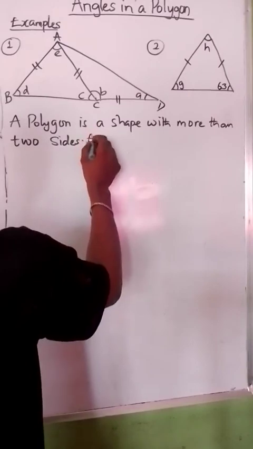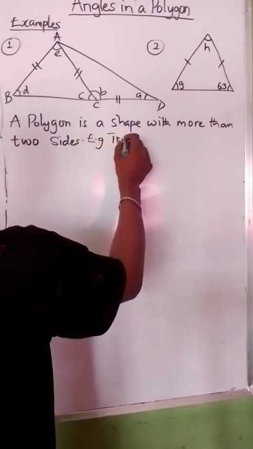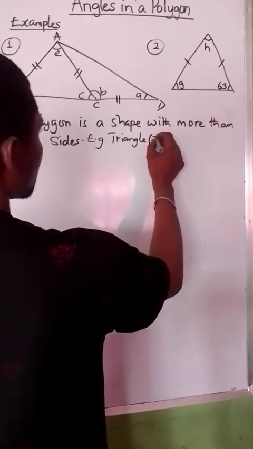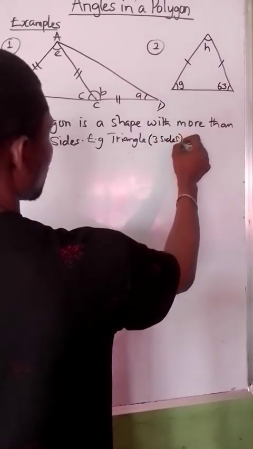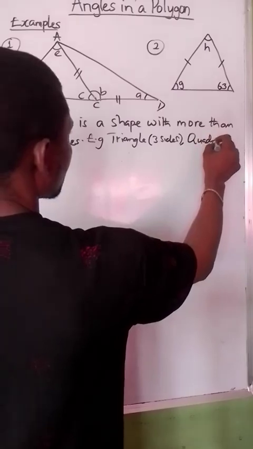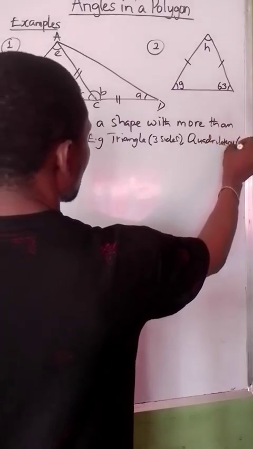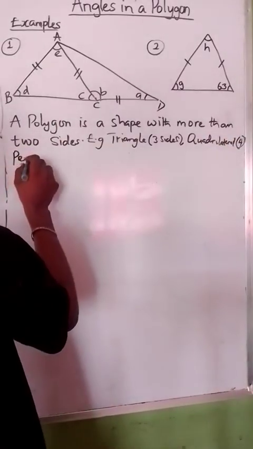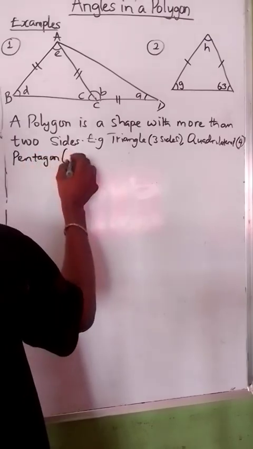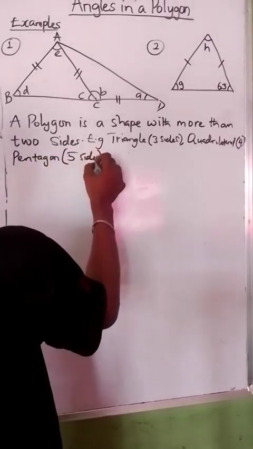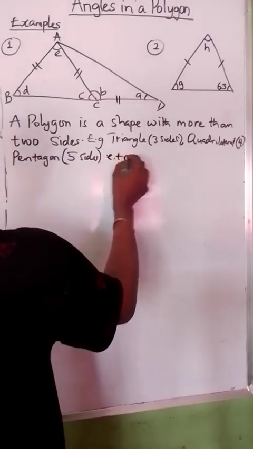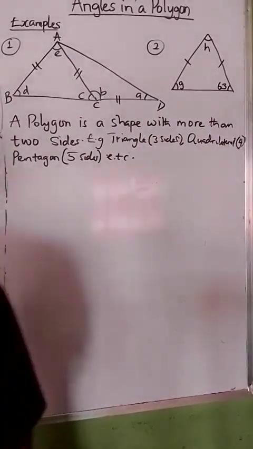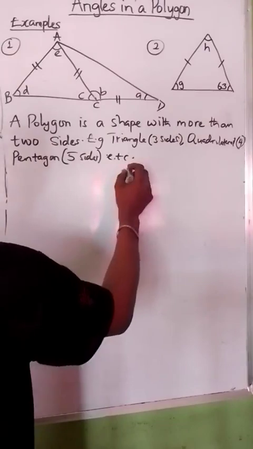An example is a triangle. How many sides does a triangle have? Three sides. A quadrilateral has how many sides? Four sides. And on. Pentagon has five sides, and on and on. So these are polygons. A triangle is a polygon. Now to solve our question.